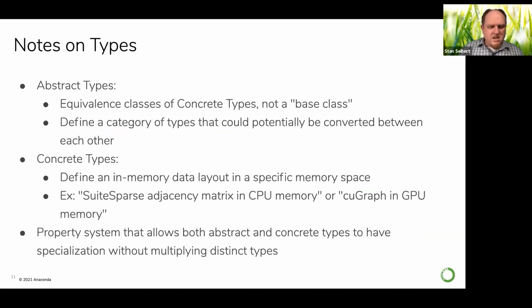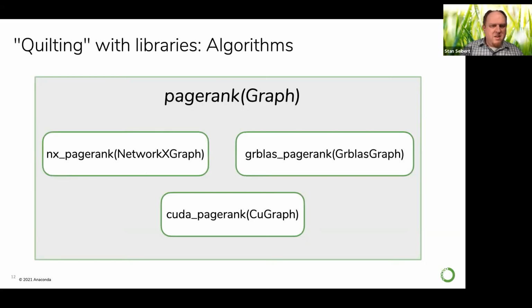We'll skip the notes on types here. That's getting a little in the weeds, but so once you have some types to talk about data moving through the system, the next thing you want to talk about is algorithms, or in this case, functions. So you might have an abstract algorithm called PageRank, which says, okay, I'm going to take a graph and I'm going to compute PageRank for my graph. That has several implementations potentially. One that expects a NetworkX graph, or one that expects a GraphBLAS graph, or one that expects a COO graph. And again, the user will call just a PageRank function, but it will be dispatched down into one of these.